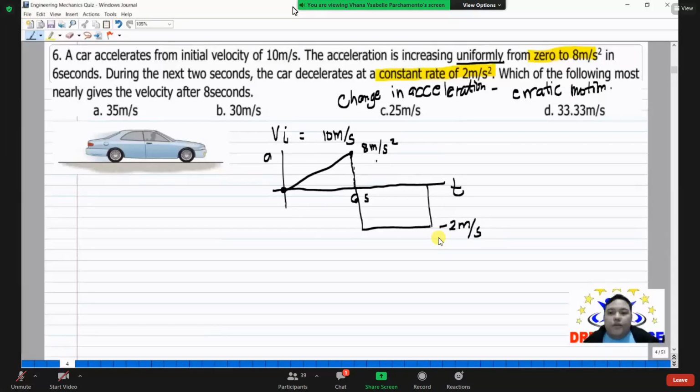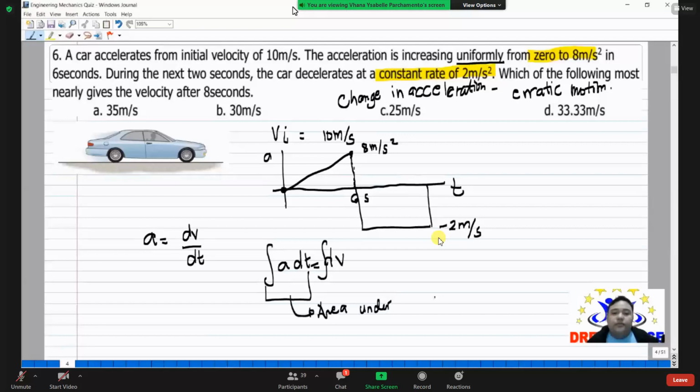Which of the following most nearly gives the velocity after 8 seconds? From the definition, a is equal to the derivative of v with respect to t, so a dt is equal to dv. By integrating, this integration is the area under the a-t curve, which is equal to the change in velocity. Therefore, makukuha natin yung final velocity dito.